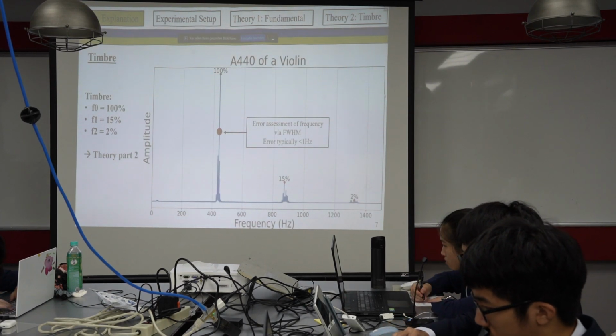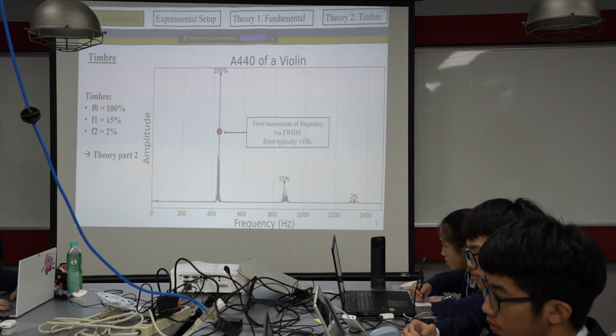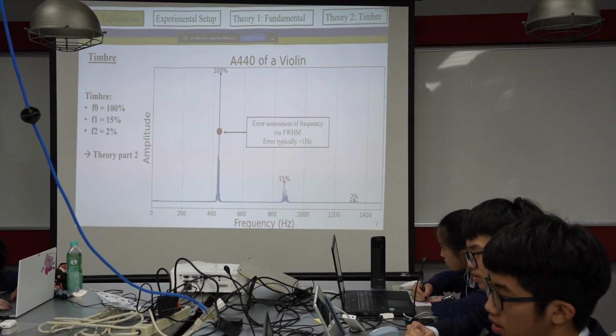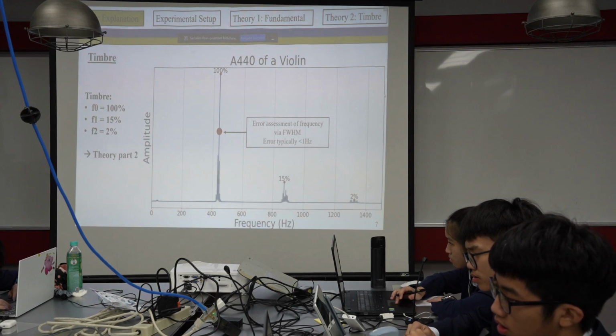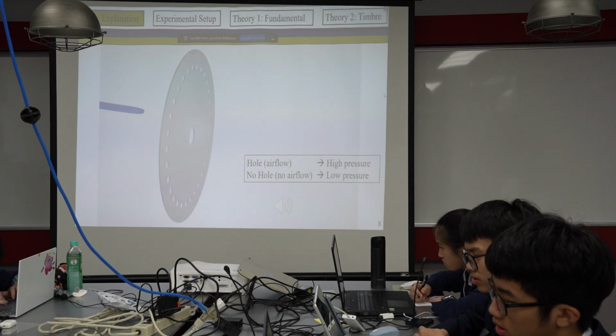Furthermore, it's very important to note that the error assessment in all of my measurements for the frequency was done by taking the full width at half maximum, but this error was typically very small and even below 1 Hz. The tone of the Siren disc is perceived through the periodic change in pressure created through the periodically overlapping holes.